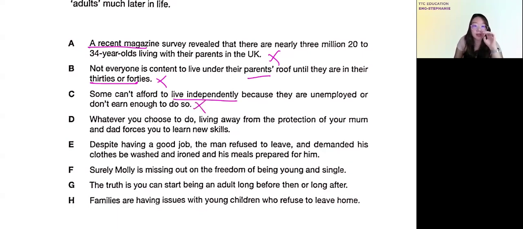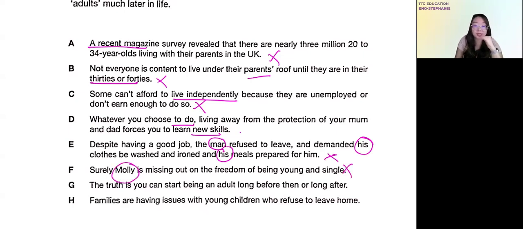All right. D, whatever you choose to do, living away from the protection of a mom, dad. Okay, new skill. This one got new skill, maybe boleh. All right, this one talk about do, maybe boleh. We leave this first. Despite having a good job, man refused to leave, demands his clothes. This is talking about a particular man already, and it's not in our introduction. Surely Molly is missing out. Who's the Molly? It's not in our introduction.